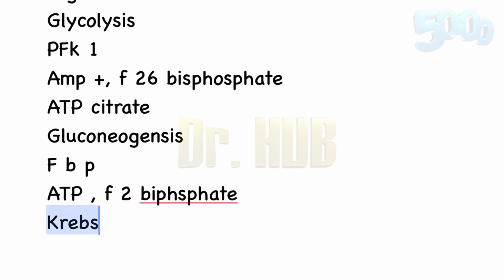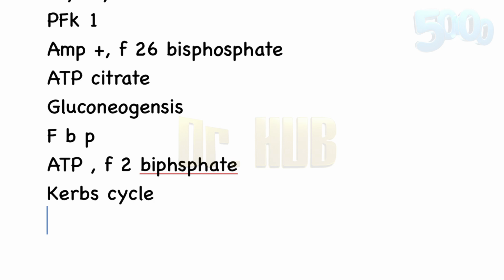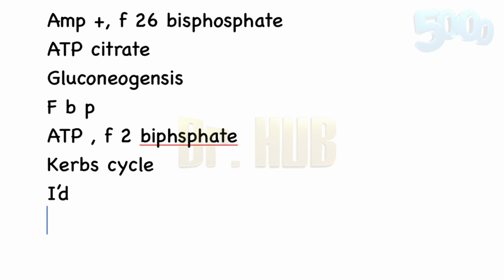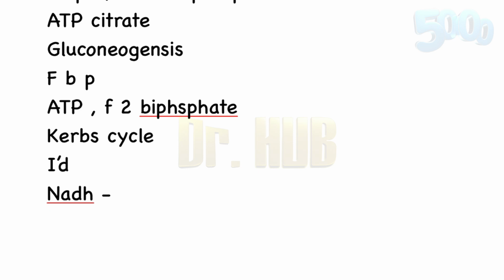Next we move on to the Krebs cycle, and the enzyme is isocitrate dehydrogenase. The regulating factors are ATP and NADH minus.